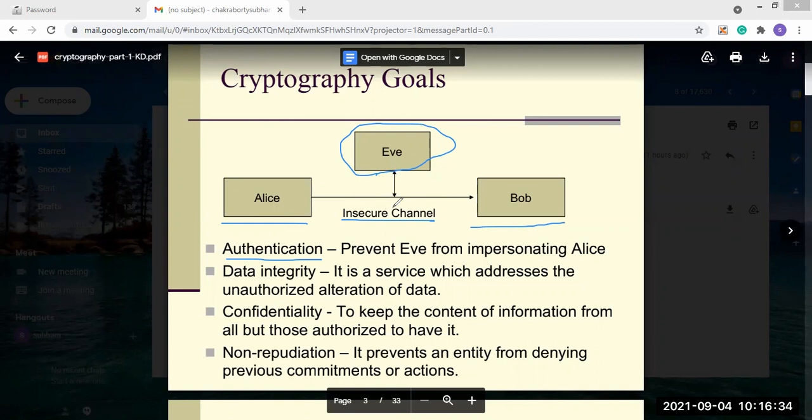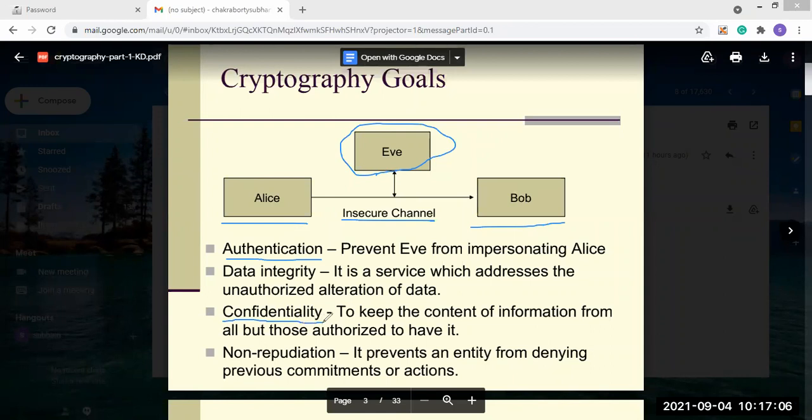So first, we will see authentication. That means the message that is to be sent from the source to the destination, the malicious user cannot access that data. Second, the data that is sent from the source to the destination, the malicious user cannot access and also alter. That cannot be done, because if this is done, then the cryptography goal cannot be met.